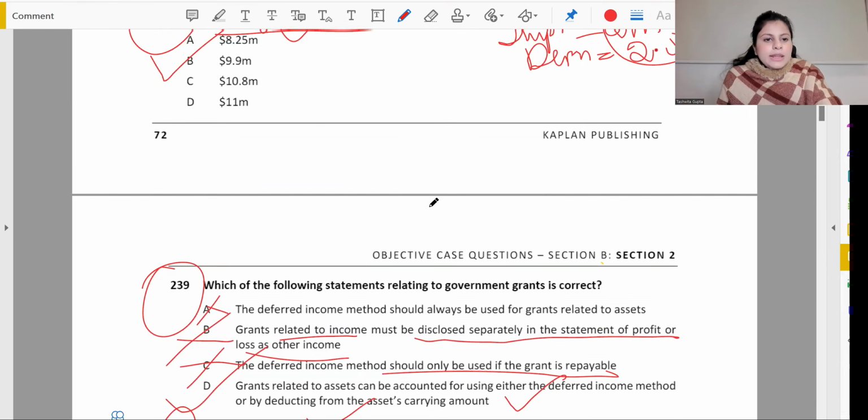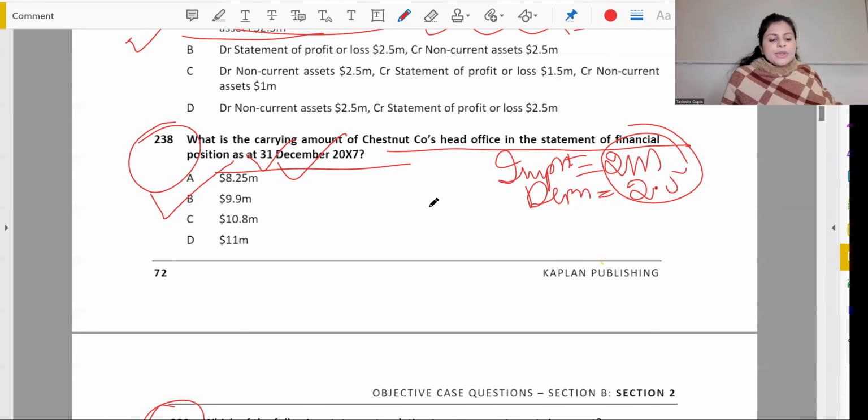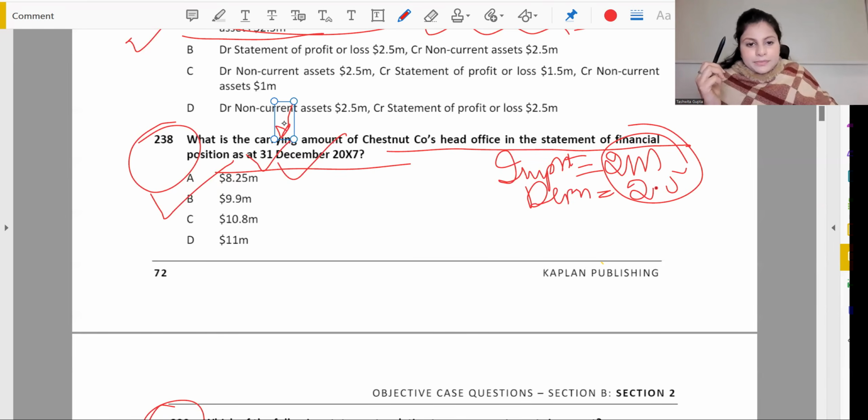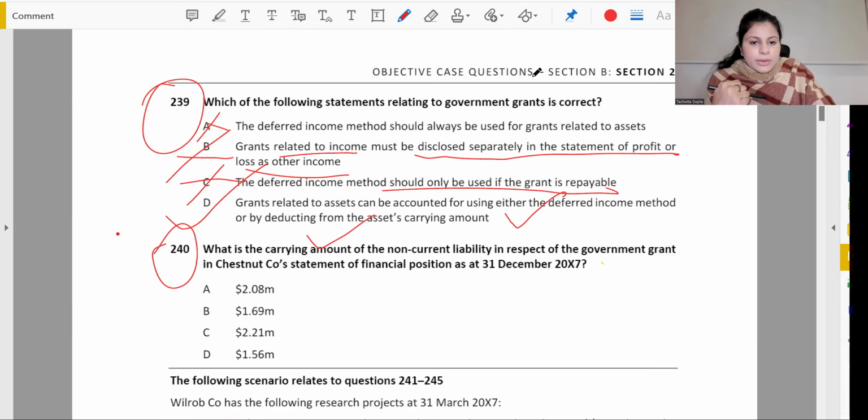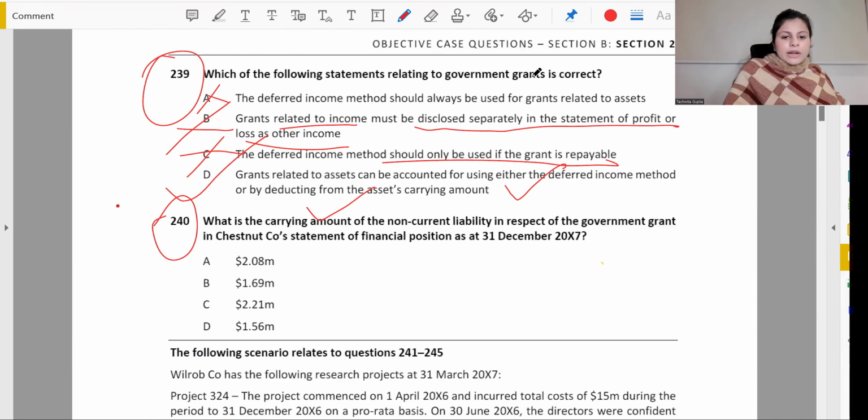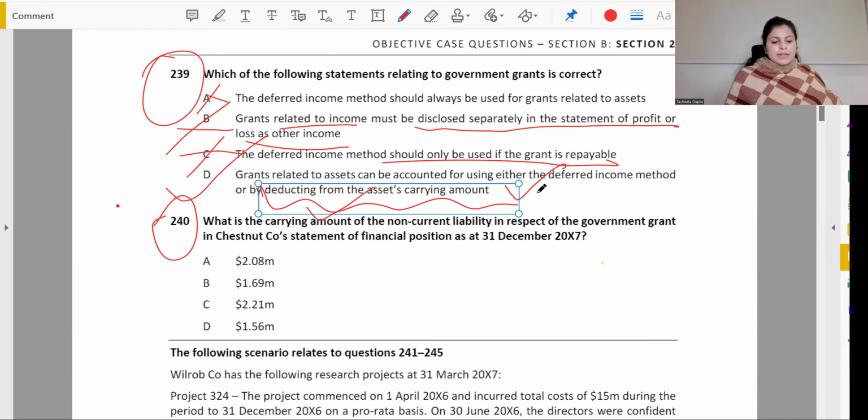One student is asking, in the previous question, our fair value is 11 million. Why are we not recording it at 11 million? Because they're asking you the carrying amount. So yes, you will record it at 11 million, but that's the fair value. The question is asking about carrying amount. You deducted from the asset's carrying amount. That's correct.